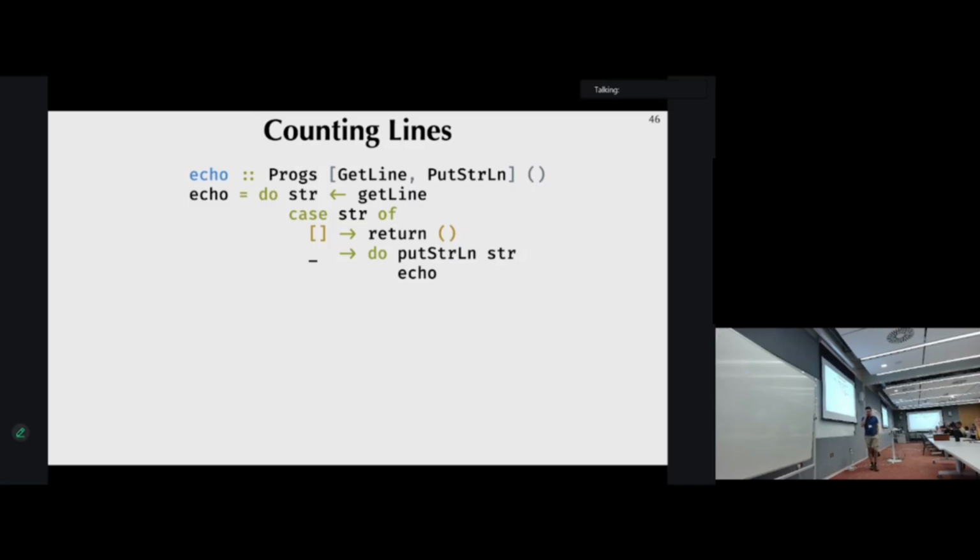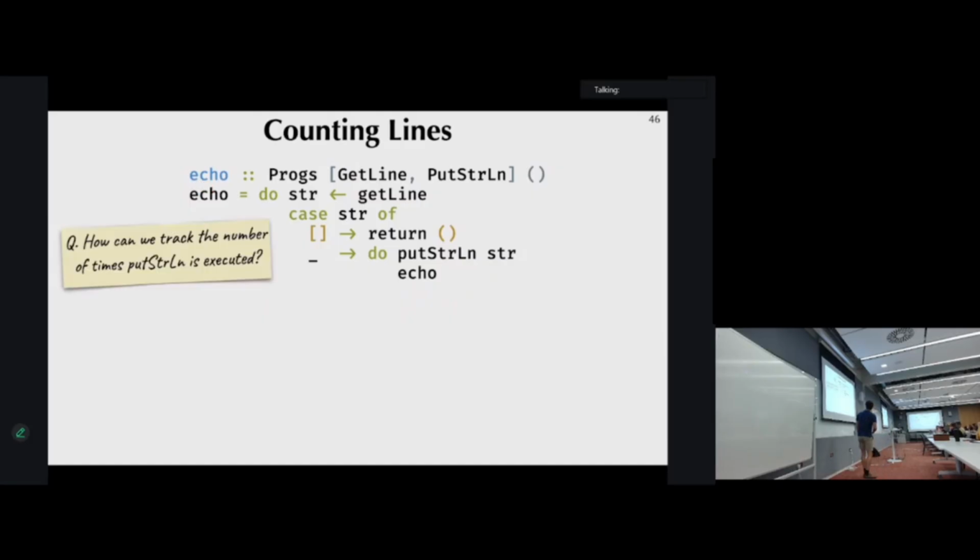So here's a program which just does something a bit banal. It's counting lines, is what we're going to go for. So it's an echo program. You get some string from the terminal. You have a look at that string. If the string is empty, then you finish your program. Otherwise, you put that string out to the terminal and you echo, which means you carry on. So this is just going to go round and round, echoing what's already there.